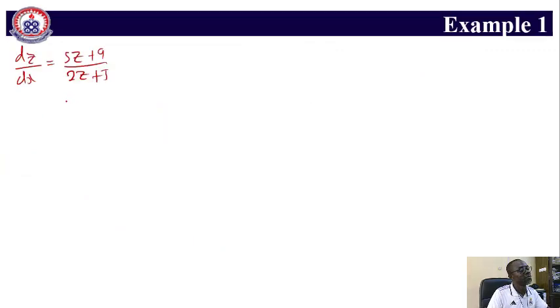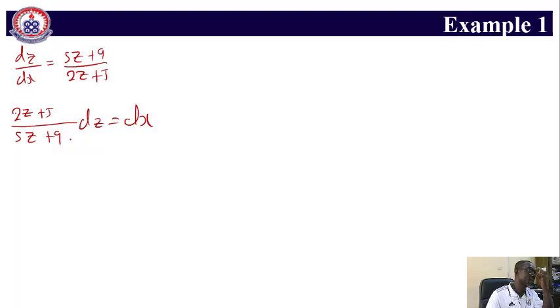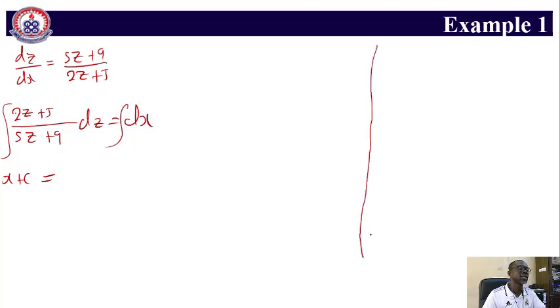So separating the variables, we are going to have (2z plus 5) divided by (5z plus 9) dz equals dx. And we only integrate both sides. But before we can integrate, this side is straight away. If we integrate this side, we get x plus c. By this side, let me go and do the long division.